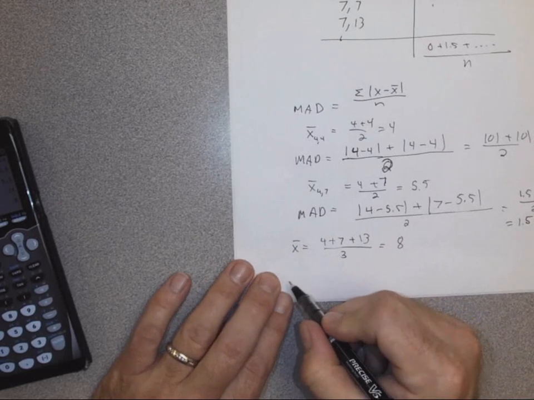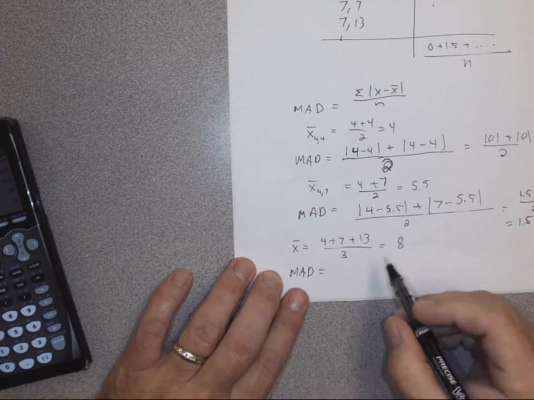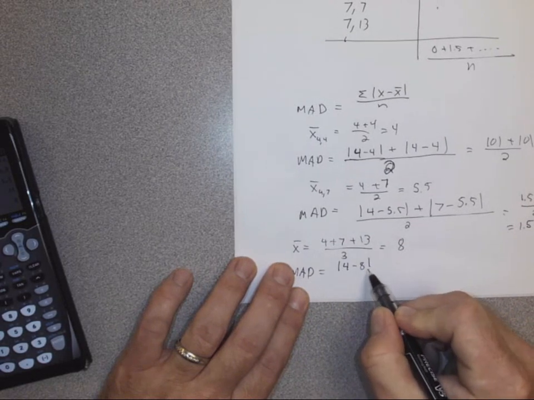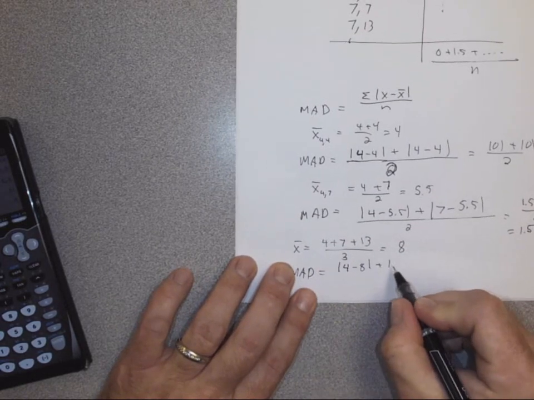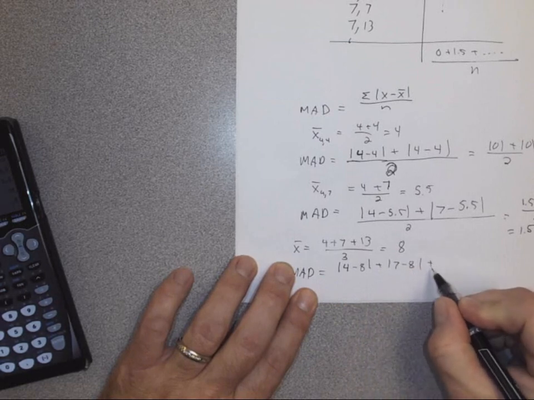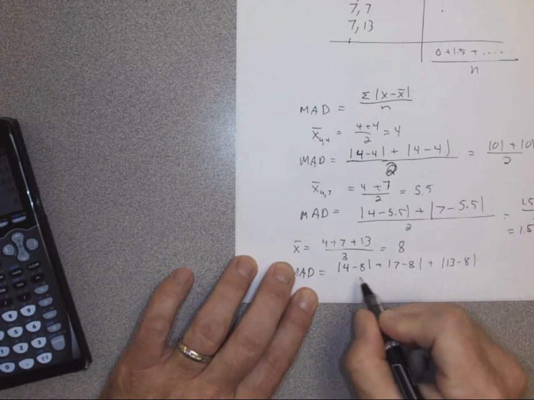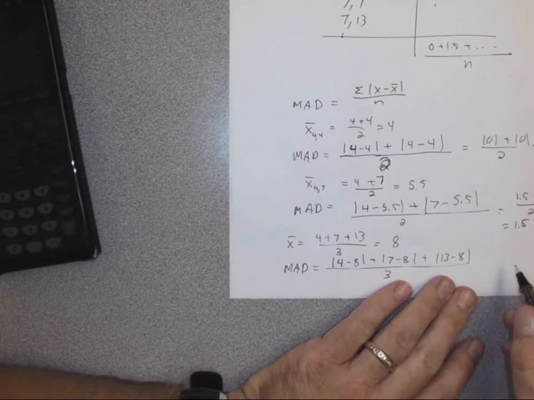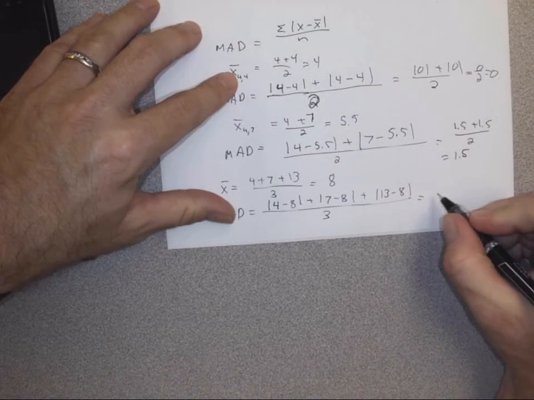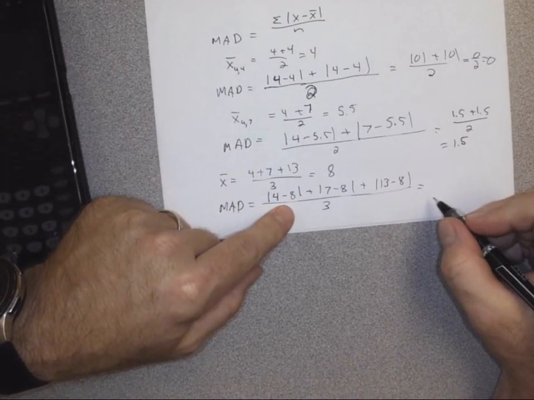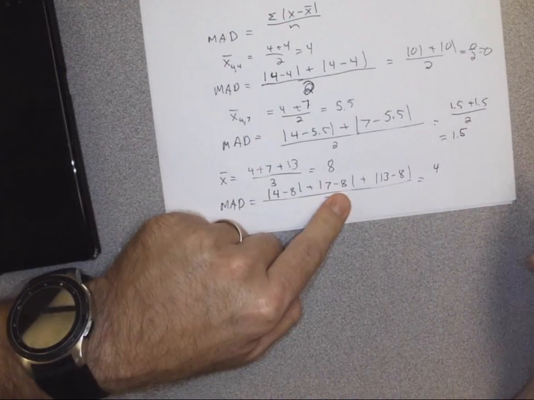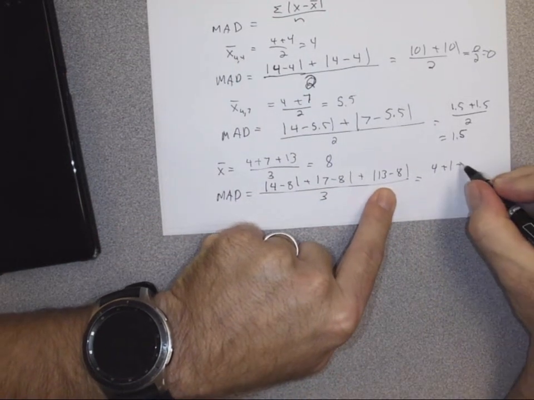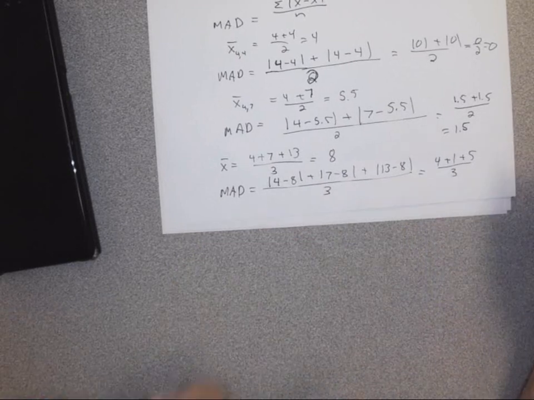Okay, so that means the mean average deviation for these things is, this is going to be your mean, so you're going to have to take each of your x's, so 4 minus 8, because it's the difference from 8, plus 7 minus 8, plus the absolute value of 13 minus 8, and then it's all going to be divided by 3. So let's see what we have here. That's -4, but the absolute value of -4 is going to be +4. It's going to be -1, but the absolute value of -1 is going to be +1. This is 2 plus 3, so this is going to be +5. So this is going to be 10 over 3.